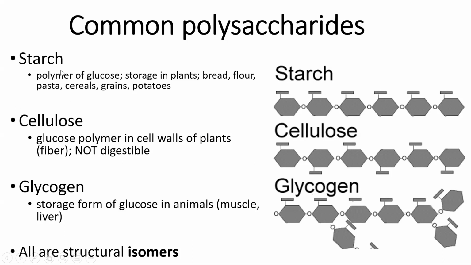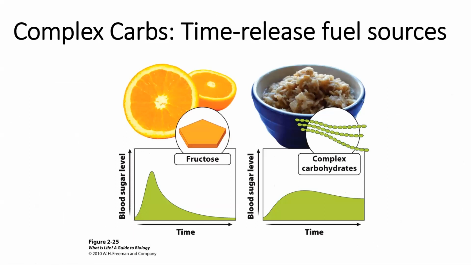All of these polysaccharides are structural isomers. So with complex carbs, you can get quick energy release, eat an orange, or you can get time released energy, for example, eating a bowl of oatmeal. You can see a graph here, time versus blood sugar level. You have the initial spike, the sugar going into your bloodstream, you use that energy, quick bursts of energy, and then looking at this graph, you have a long drawn out release of the energy. Really cool there.